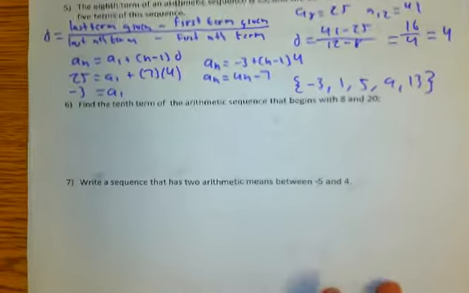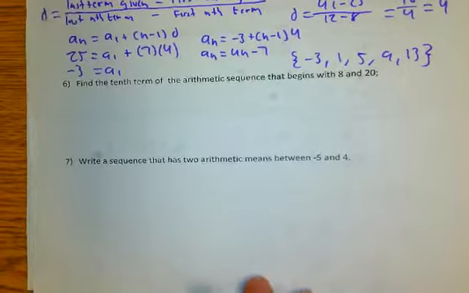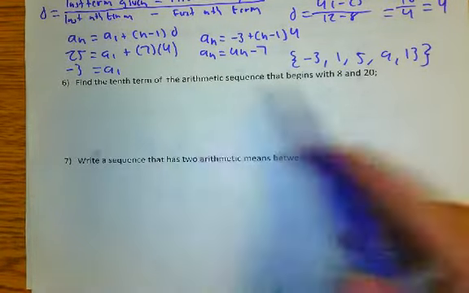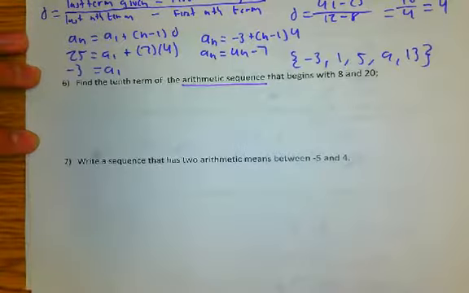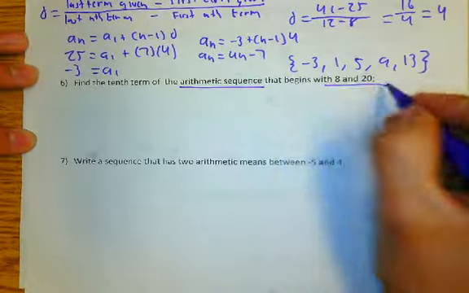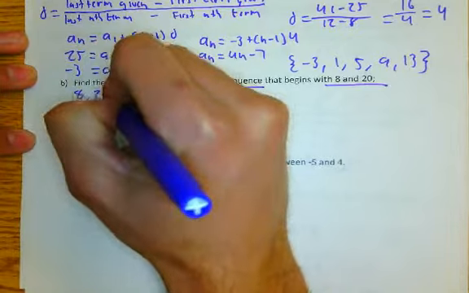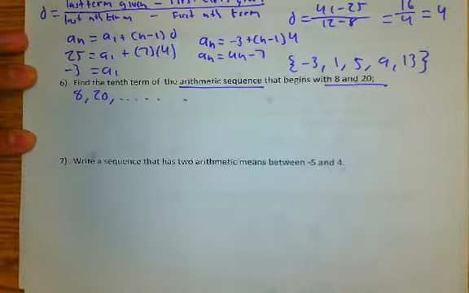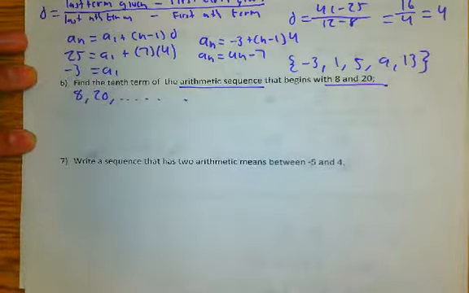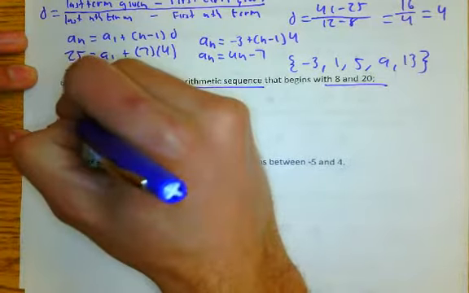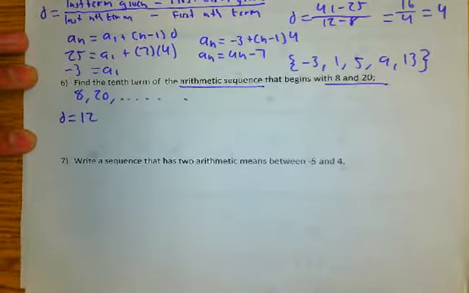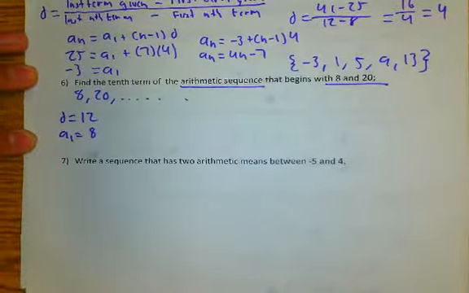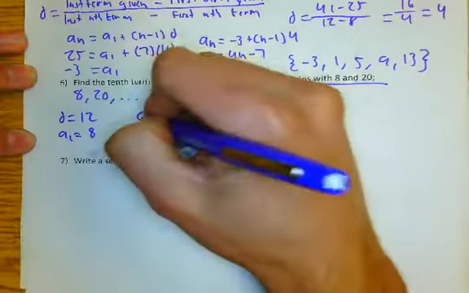It says find the 10th term of an arithmetic sequence. Again, it was given to you, that begins with 8 and 20. So that means this is 8, comma 20, comma something else, right? So this one actually turns out to be very simple because they're consecutive. So now you know automatically that the common difference is 12. And that the first term is 8. Right? Okay. a sub n equals 8 plus n minus 1 times 12.